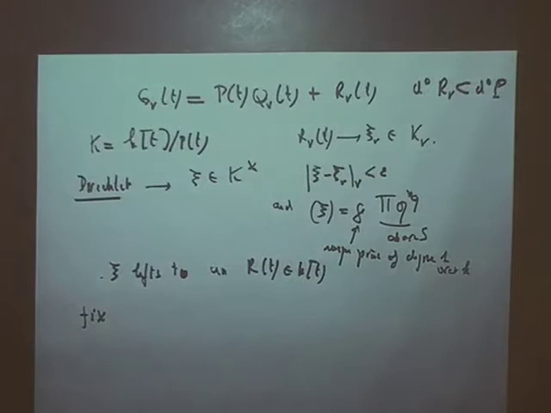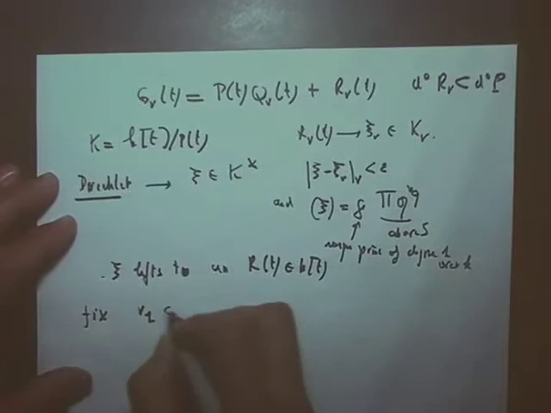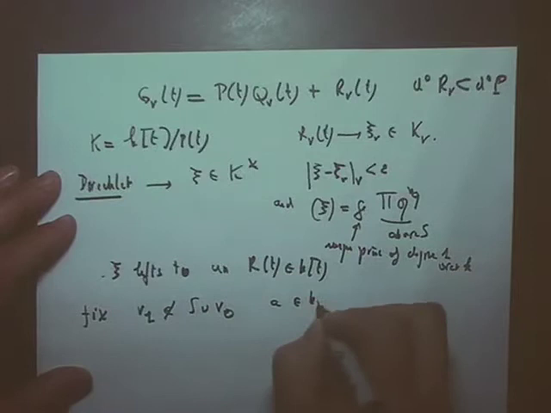Because of Chebotarev, there are infinitely many places at my disposal, so I can choose to do that. Now I fix a place V1, not in S union V0, such that A is a square in K_V1, same condition.